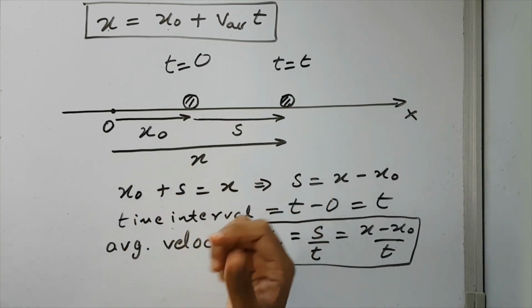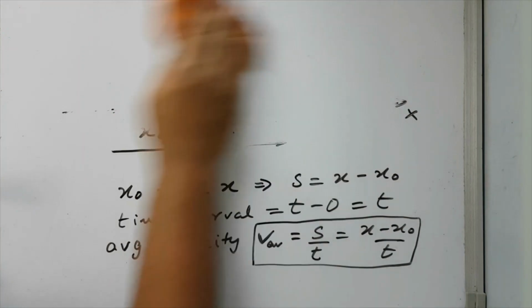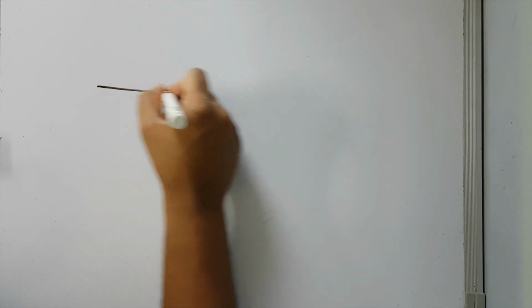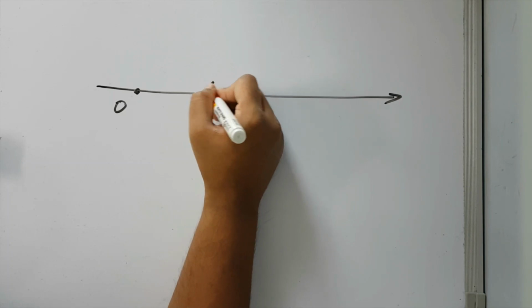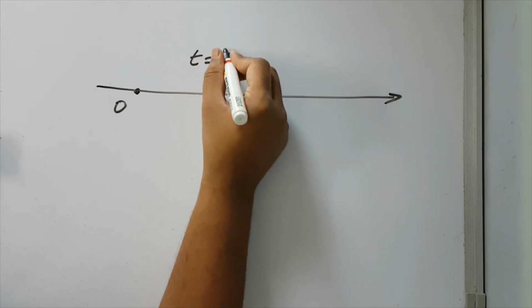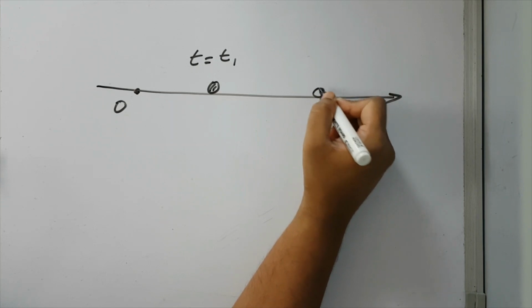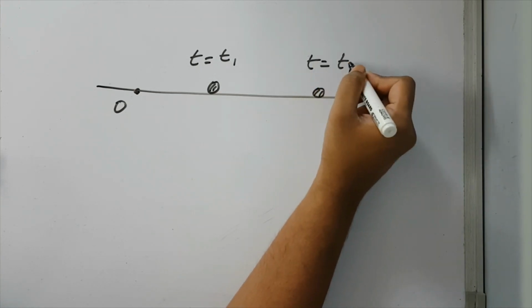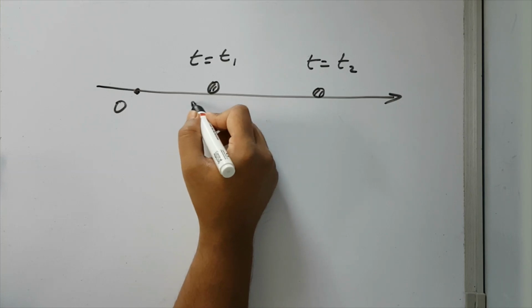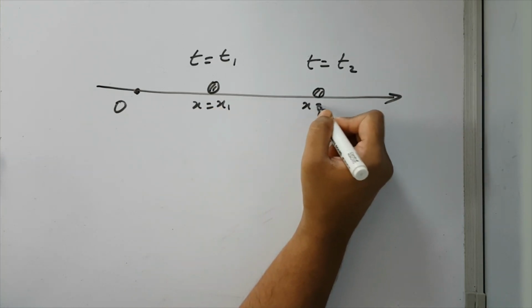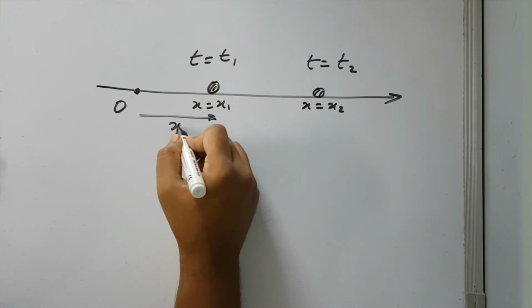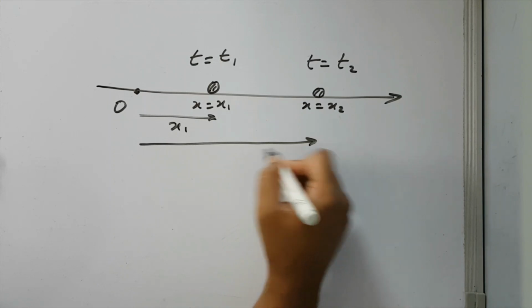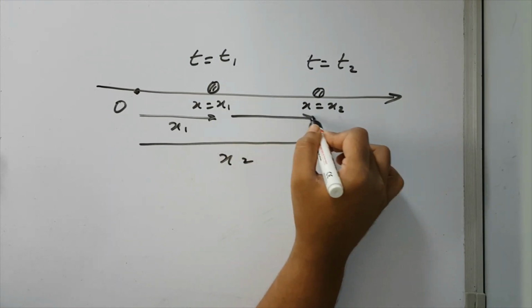Now let's generalize this further. In some books you will see the following notations. What they'll say is, this is the origin, the particle is here at t is equal to t1, and at t is equal to t2, the particle is here. Let's say this is x is equal to x1 and this is x is equal to x2. This basically means this distance is x1 and this distance is x2, and this of course would be the displacement.